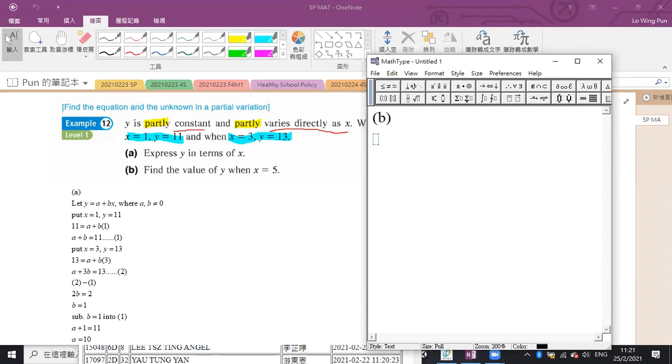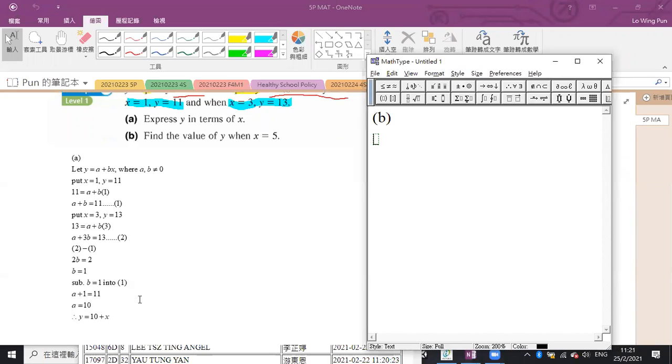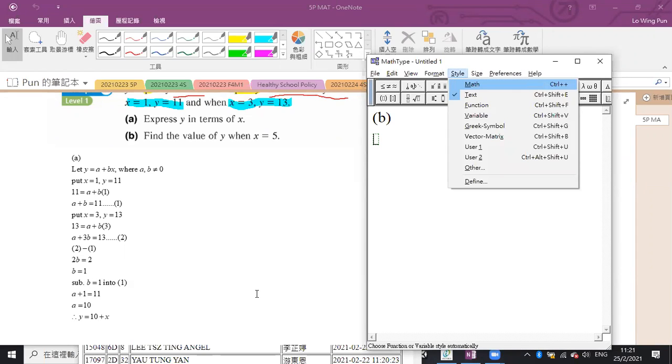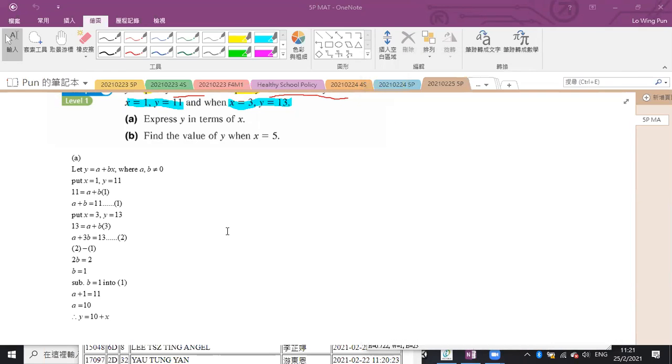Part B, find the value of y when x is equal to 5. Because we have already found the relationship between x and y, we can easily calculate the value of y when we put x equals 5 into our equation. So y is equal to 10 plus 5, that is equal to 15. That is the answer of part B. Is that okay?